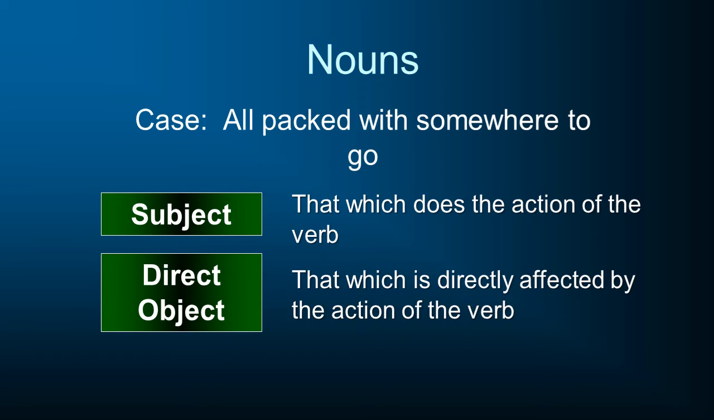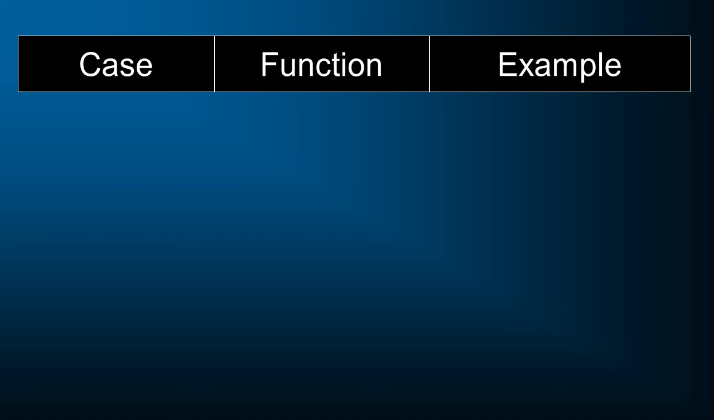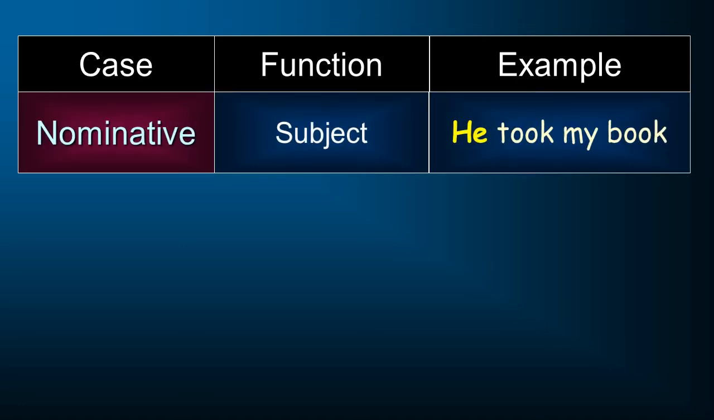And so a subject, we're going to learn some new terms next time. We'll talk about the subject being in the nominative case, but we'll save that for next time. And then the direct object, that's going to be largely in what we call the accusative case. In other words, it's going to be done to that object. So I have case, I have function, and let's look at an example. In the nominative case, that's going to be the subject of the sentence. He took my book. The boy threw the ball. Notice he is the subject of the sentence, so that's going to be in the basic or nominative case.